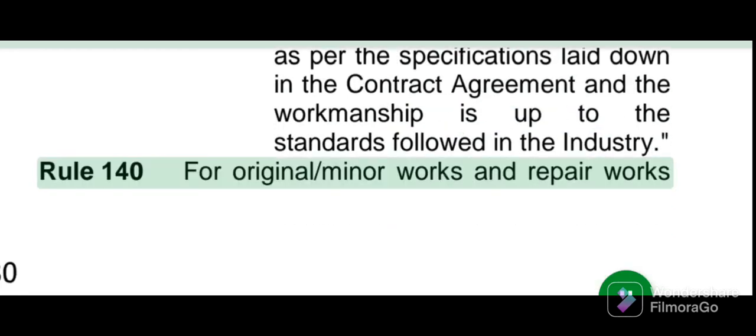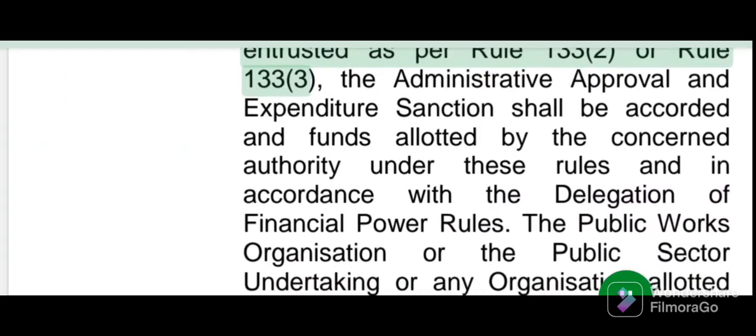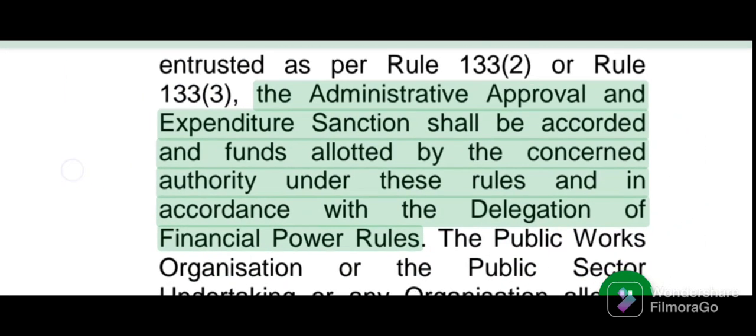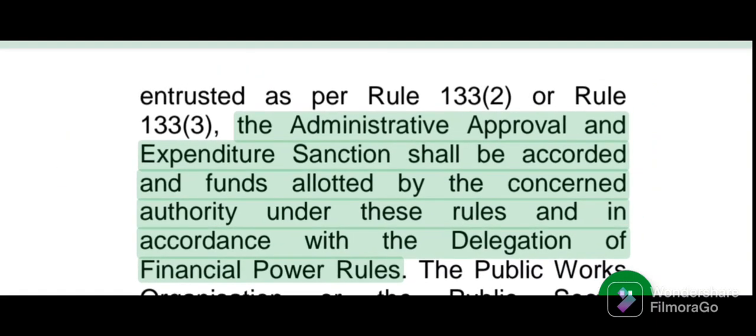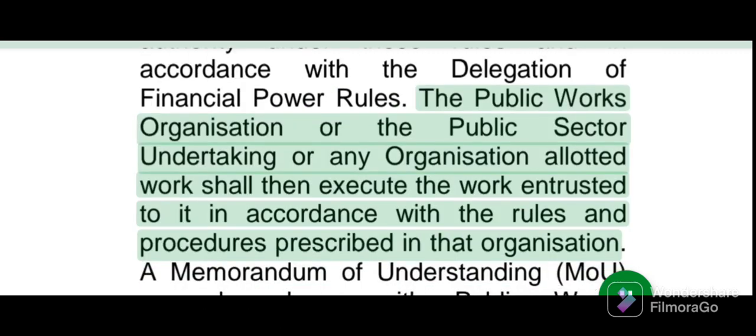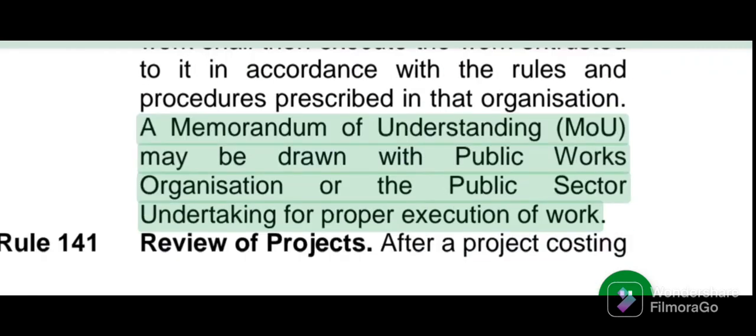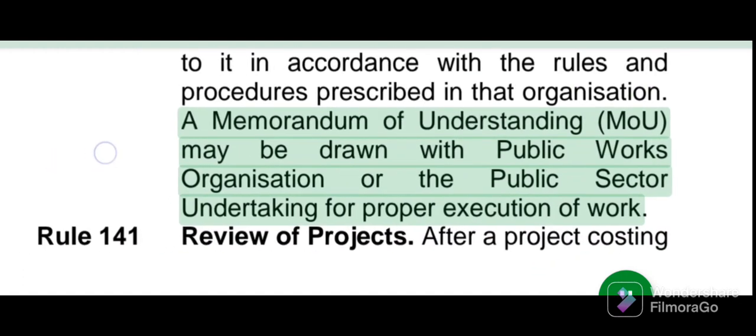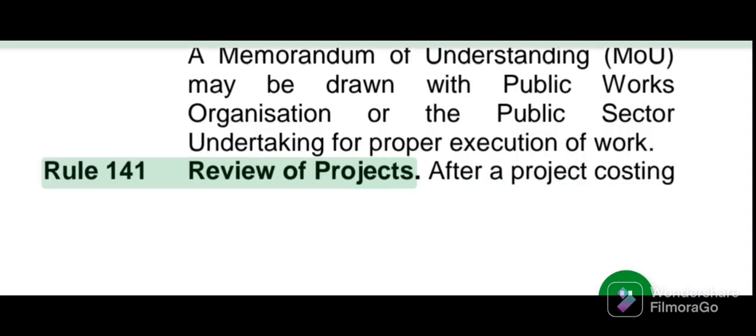Rule 140: For original minor works and repair works entrusted as per Rule 132-2 or Rule 132-3, the administrative approval and expenditure sanction shall be accorded and funds allotted by the concerned authority under these rules and in accordance with the delegation of financial power rules. The public works organization or the public sector undertaking or any organization allotted work shall then execute the work entrusted to it in accordance with the rules and procedures prescribed in that organization. A memorandum of understanding (MOU) may be drawn with public works organization or the public sector undertaking for proper execution of work.